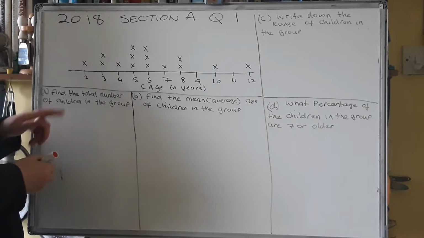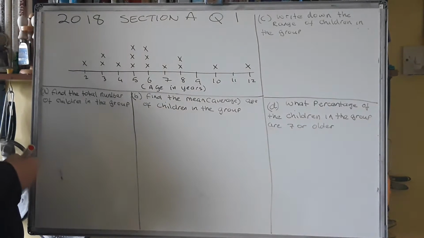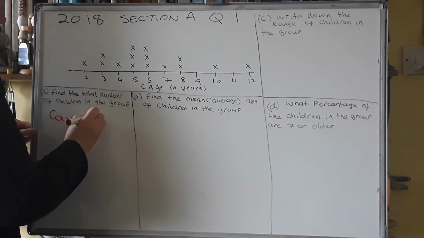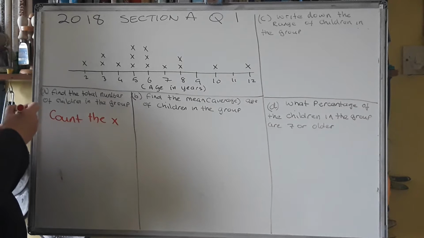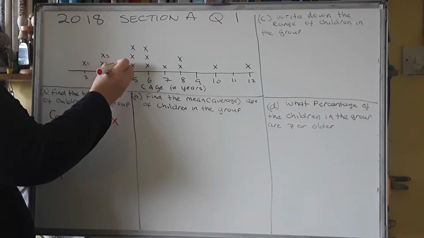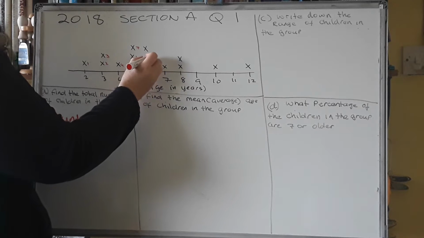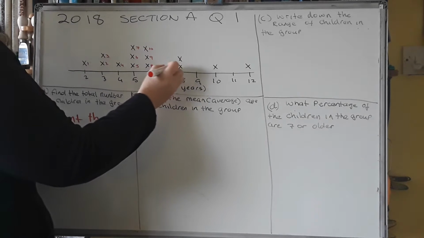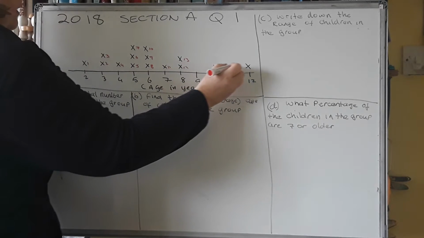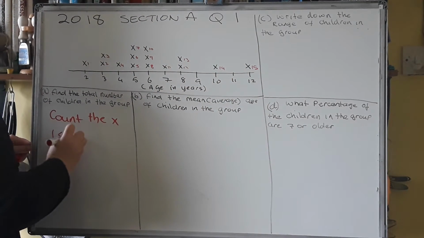So the first thing you want to do is find the total number of children in the class. Well, the easiest way to do this is just to count the X's. Okay? So you have 1, 2, 3, 4, 5, 6, 7, 8, 9, 10, 11, 12, 13, 14, 15. So there are 15 children.